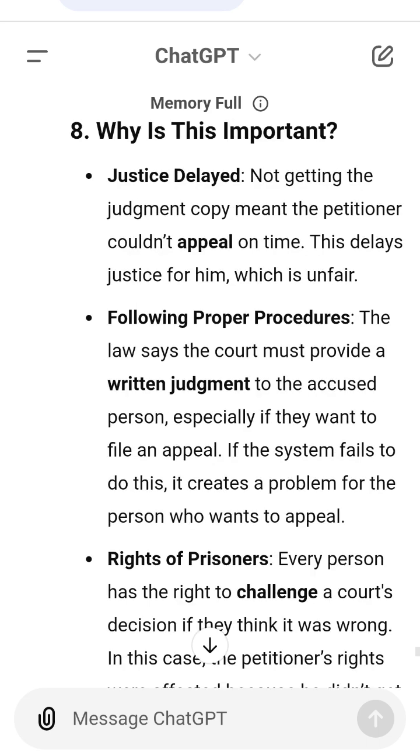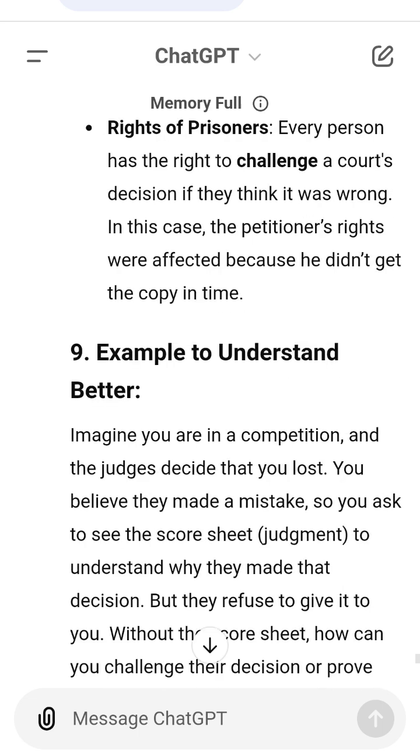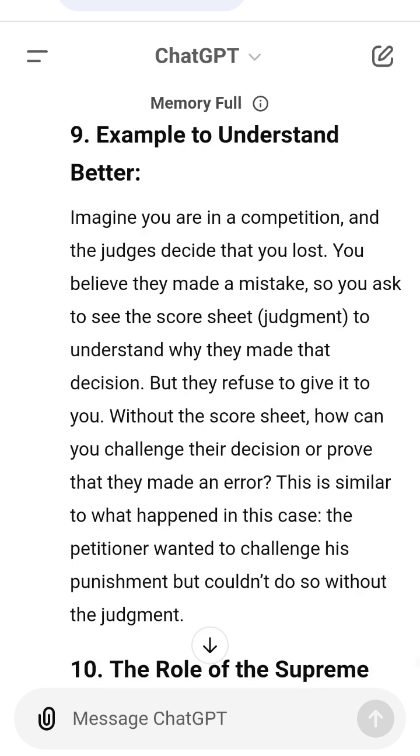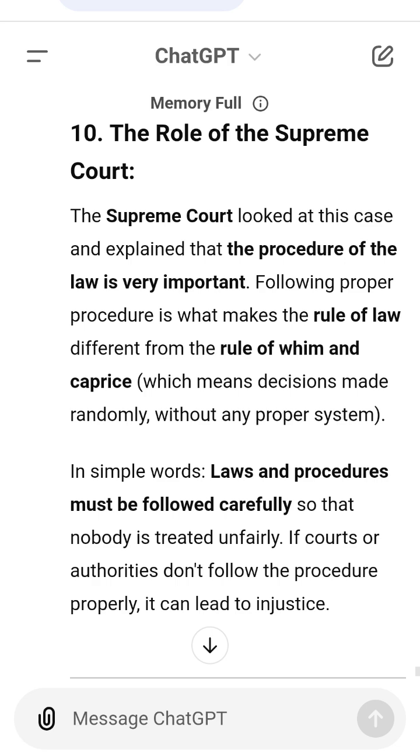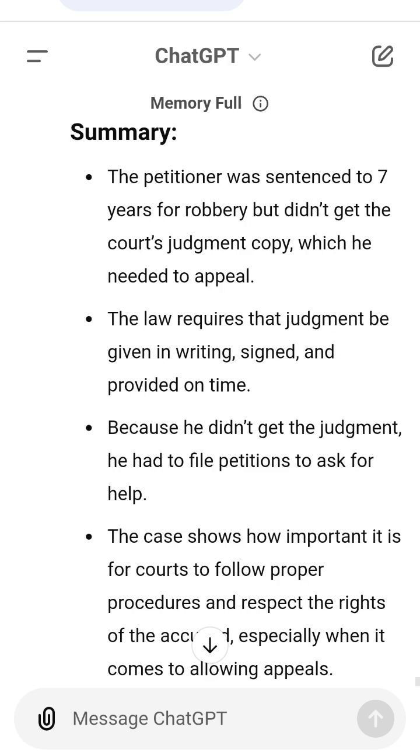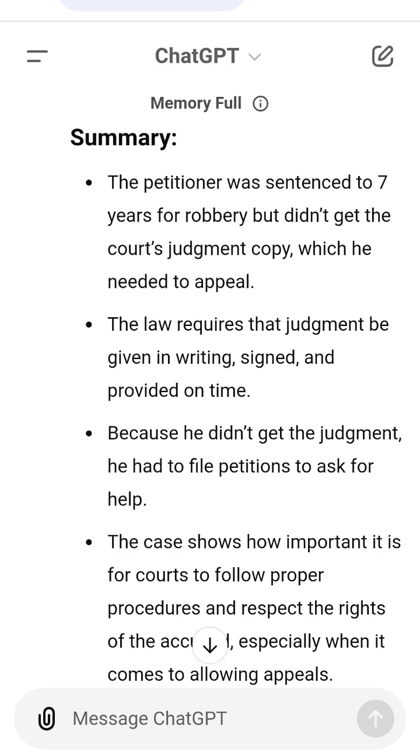Summary. The petitioner was sentenced to 7 years for robbery, but didn't get the court's judgment copy, which he needed to appeal. The law requires that judgment be given in writing, signed and provided on time. Because he didn't get the judgment, he had to file petitions to ask for help. The case shows how important it is for courts to follow proper procedures and respect the rights of the accused, especially when it comes to allowing appeals.